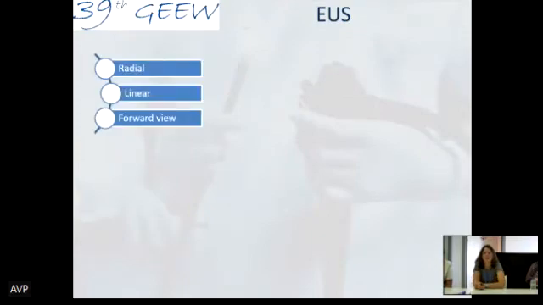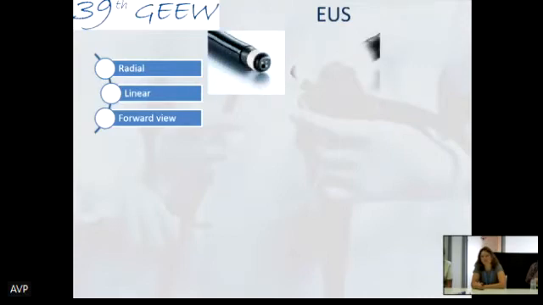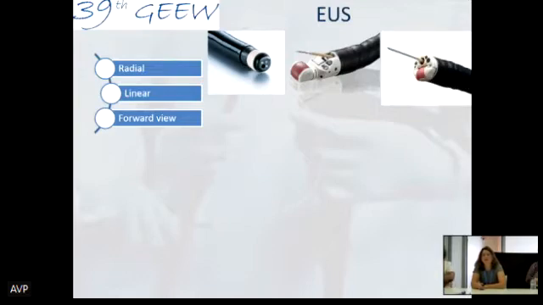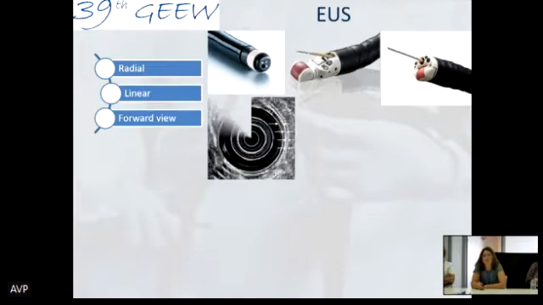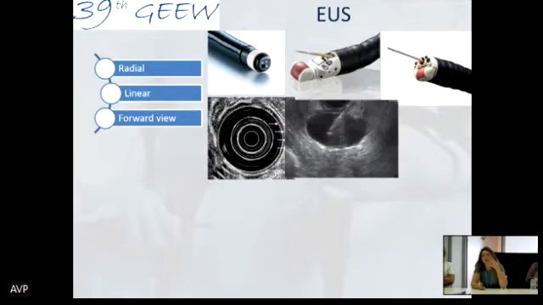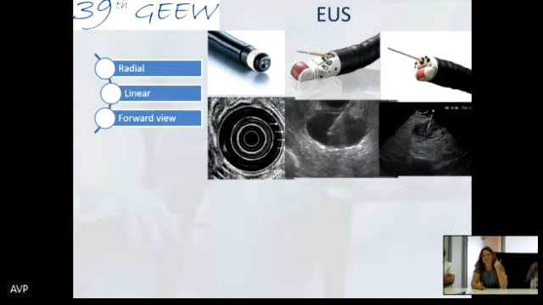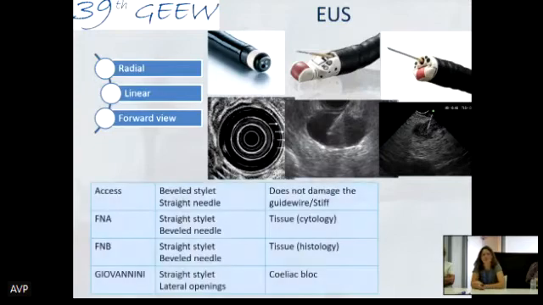For EUS, we have radial, linear, and forward view. Radial is just for diagnostics, and our punctures and our drainages we do mostly with the linear and sometimes the forward view. The radial will give you a really easy to interpret image with the different layers, but the linear is the one that will give you the possibility to not only do diagnostics, but also to drain. And the forward view is if you want to go in a different direction, because with the linear you're in the lateral viewing direction.